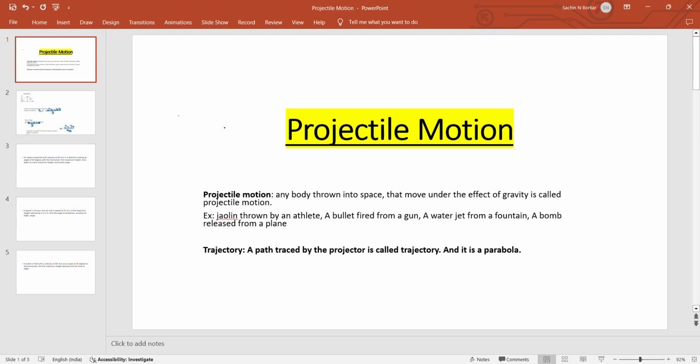Projectile motion. What is projectile motion? Any body thrown into space that moves under the effect of gravity is called projectile motion.